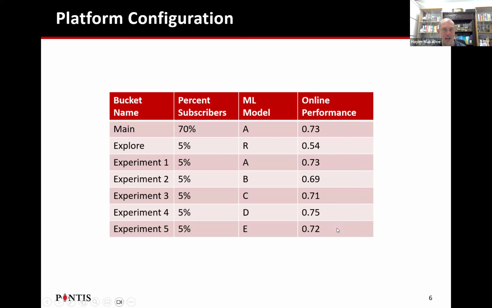This is to measure online performance. Okay. Experiment one is the control group, the same model as the main model. You see? The same model, control group. And here you have four experiments.